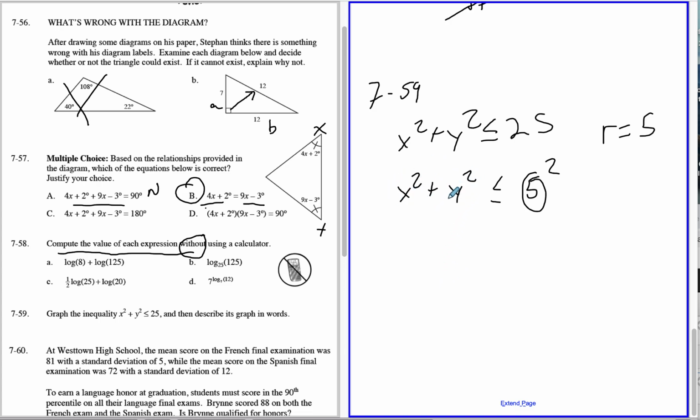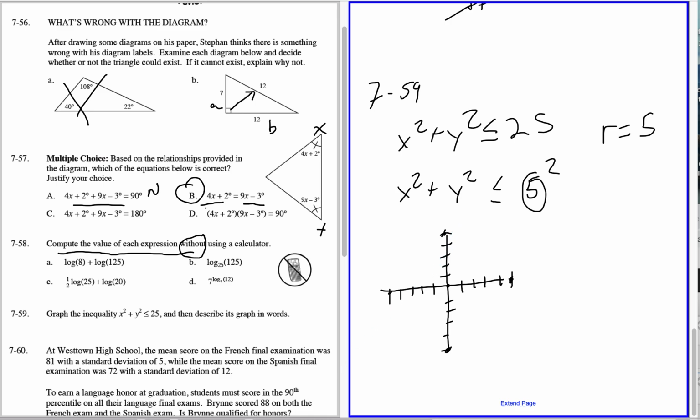So I can graph this, x squared plus y squared. There's no h and there's no k. So that means 0, 0 is the center of my circle. And I'm going to go out 5 places. 1, 2, 3, 4, 5. 1, 2, 3, 4, 5. 1, 2, 3, 4, 5. I'm going to be super cool here and draw a very perfect circle.